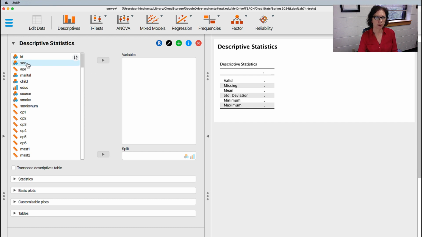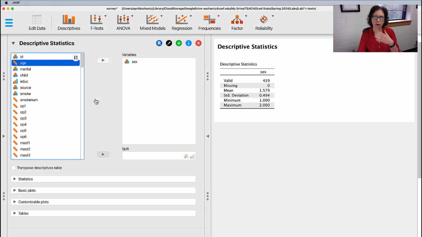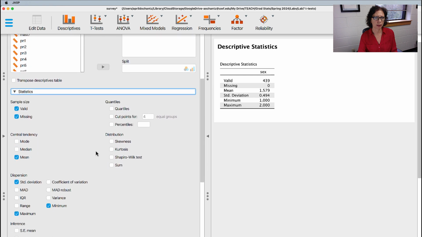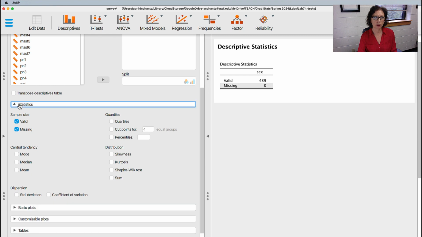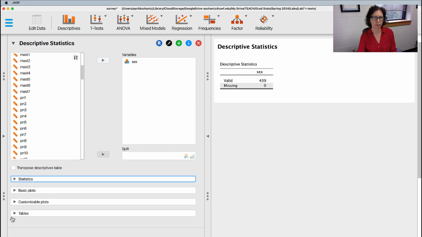So first, let's take a look at our sex variable. Now, as usual, JASP is going to start giving us very quantitative information, like as if this variable is continuous, but we don't need most of this stuff. We don't need mean, standard deviation, min and max, because it's a categorical variable of just male and female. But what we do need is the frequency table at the bottom there.